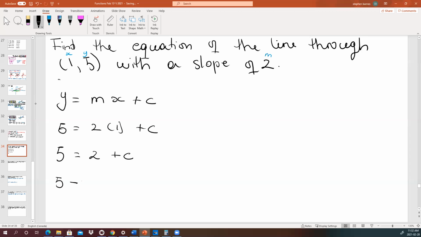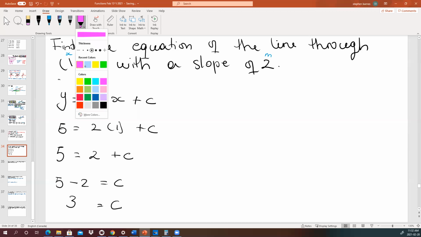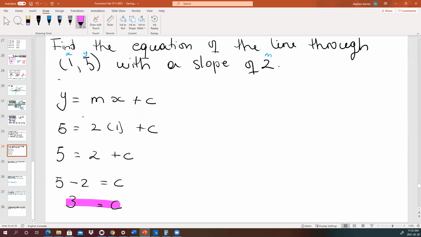5 minus 2, so c is equal to 3. So we now have everything we need to write the equation of our line, like our question asked us. We have c, which is 3, and we have m here, which is 2. So we can go ahead and write the equation of our line.